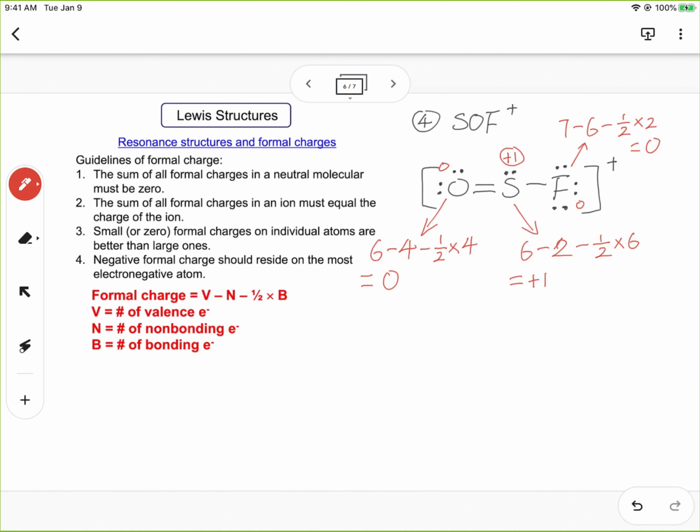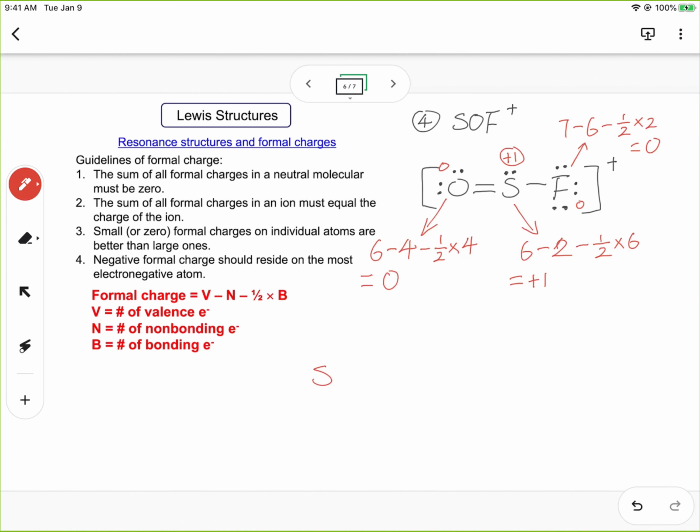Again, let's see rule number 2. If you add these 3 formal charges together, it's +1. That matches with the charge of this ion. Okay, so that is rule number 2. Now, remember when we practiced this ion in the previous video, we said that fluorine will never form a double bond because of its high electronegativity. So how about let's just try. Let's assume that the fluorine will form a double bond and see what happens.